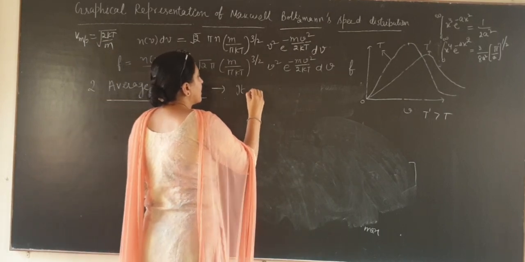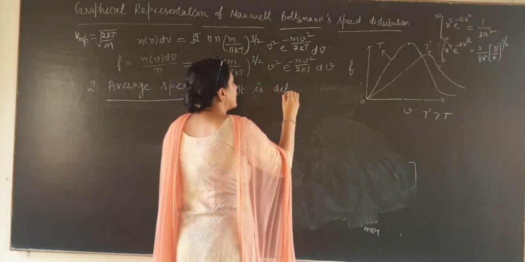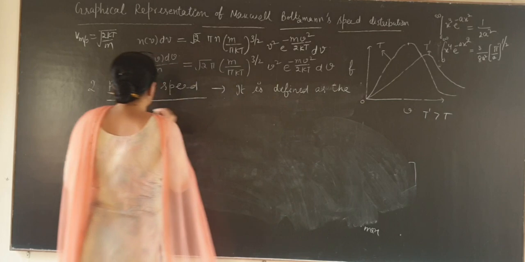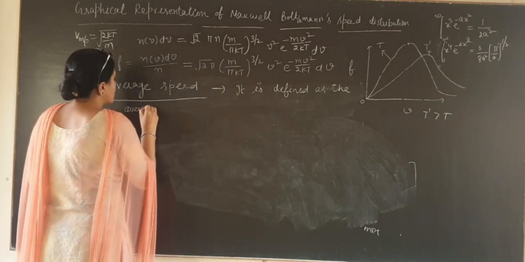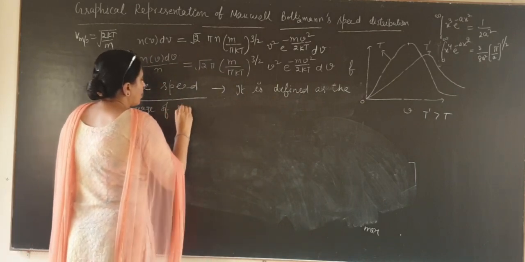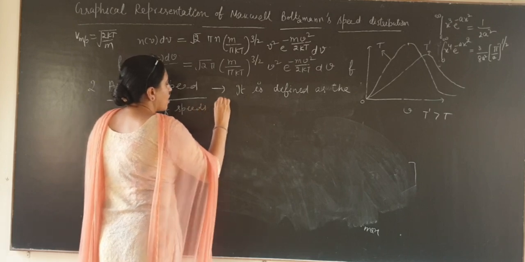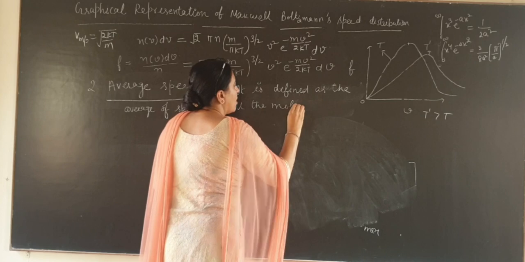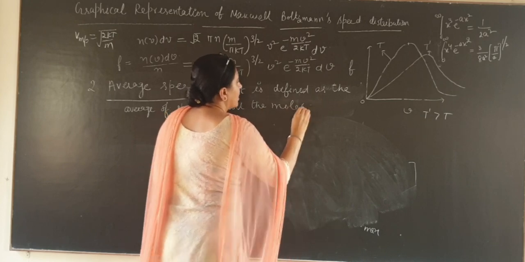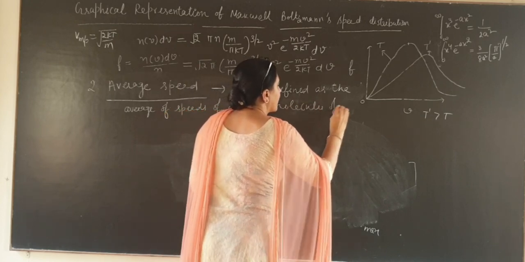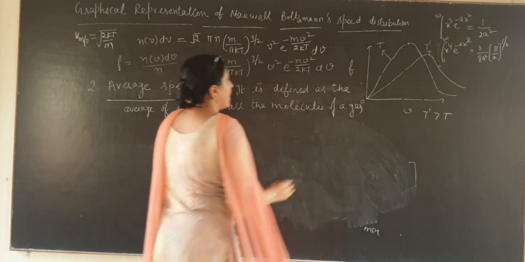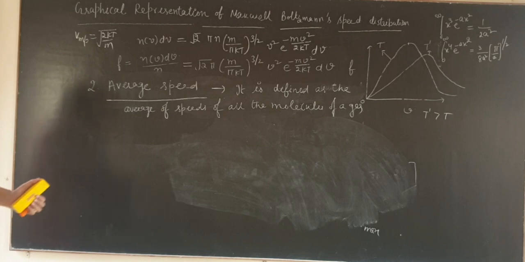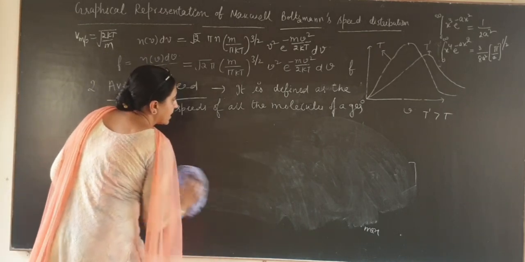You can, if you want to write, write: it is defined as the average of speeds of all the molecules of a gas. If it is defined like this, then how can we write it mathematically?